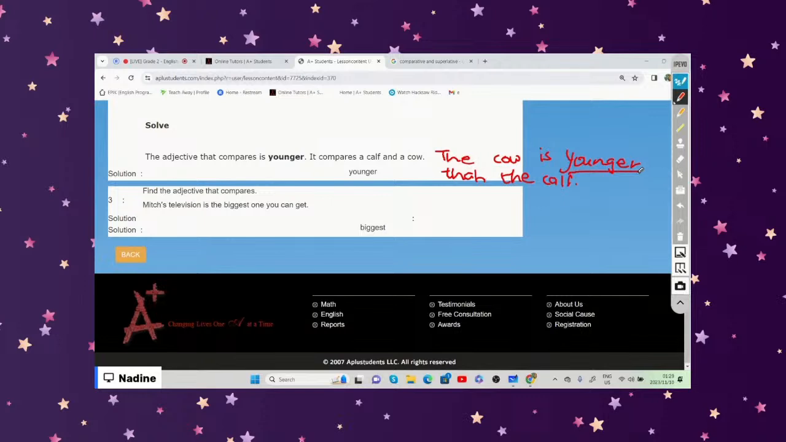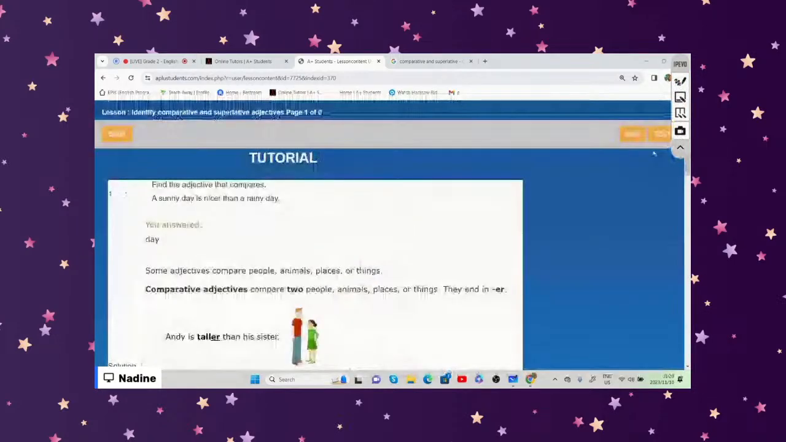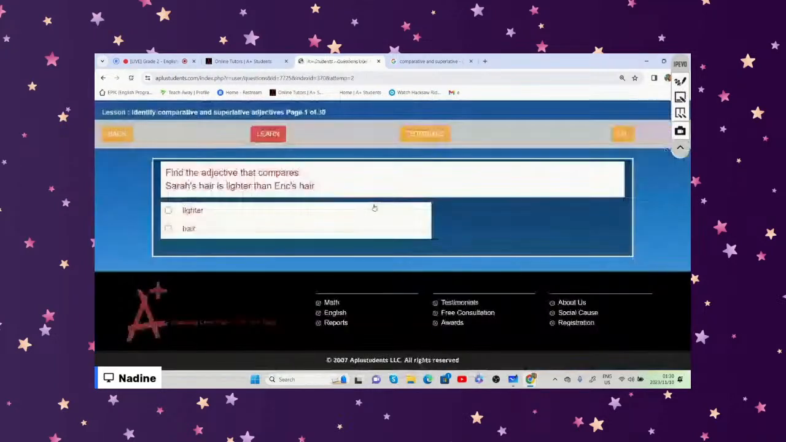So we have our comparative adjectives and then we have our superlative. And we said comparative adjectives end in ER, and superlative adjectives end in EST. So now we're going on to our test. We need to find the adjective that compares.